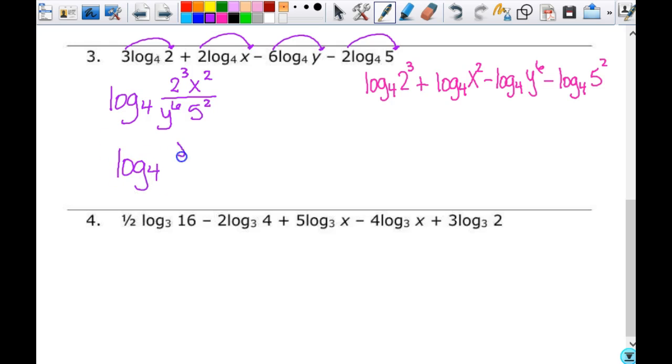8. So log base 4 of 8 x squared over 25 y to the 6th. There's my final answer. Everybody okay with that? And log base 4 of 2 cubed isn't something that you could simplify. You could get matching bases there, but we don't fix that for whatever reason. But there are some that you can't simplify like we did on the other one, and it's okay. All right, so here is this one.